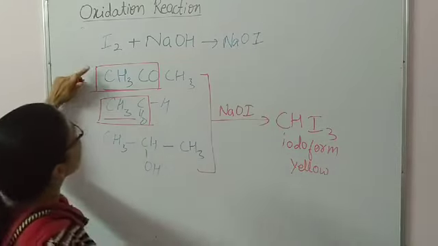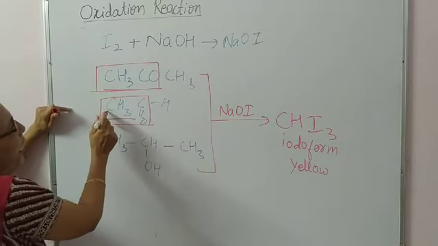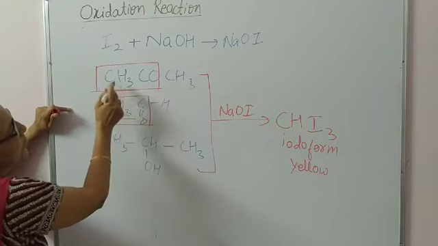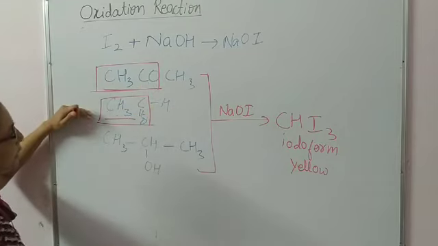So the common aspect of aldehyde and ketone is that an alpha methyl group should be present. Alpha methyl means what is near the carbonyl group? A methyl group. Yes, it may be an aldehyde or it may be a ketone.